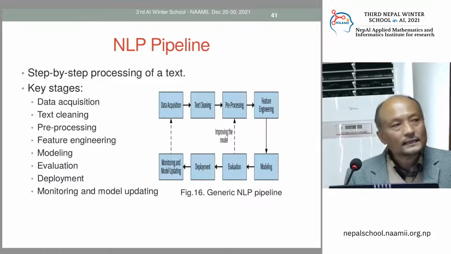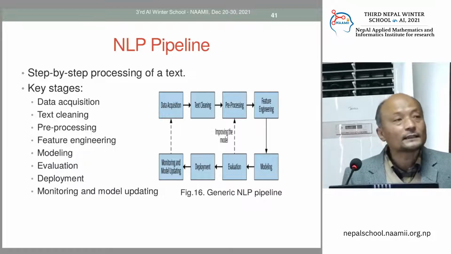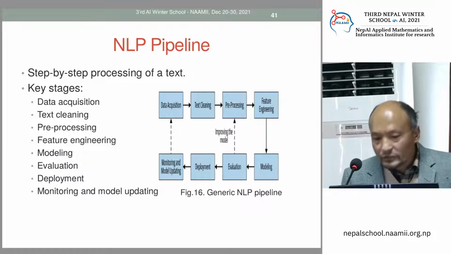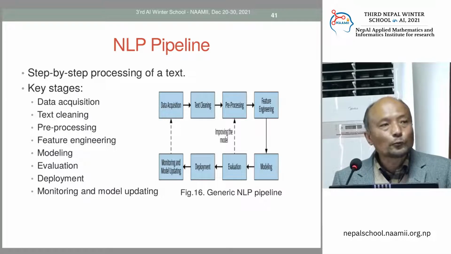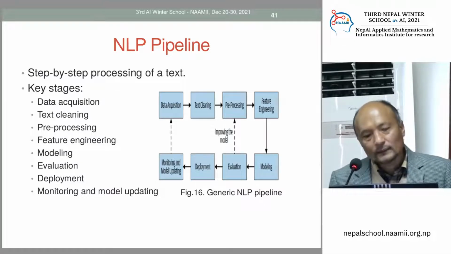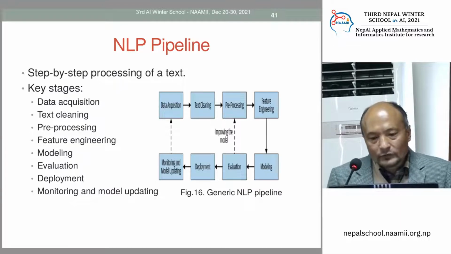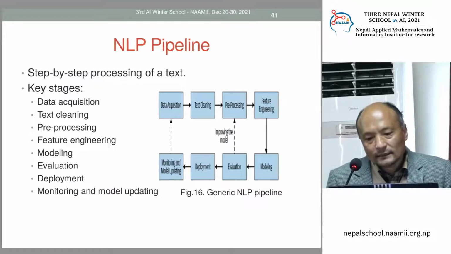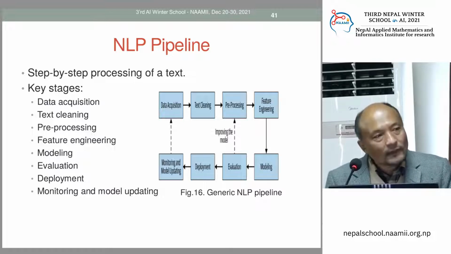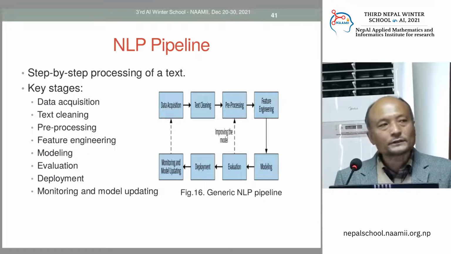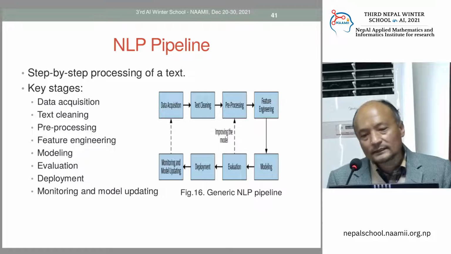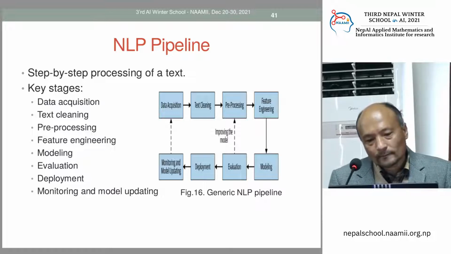As you can see, it's not necessarily always sequential, right? There are certain loops involved as well, right? For example, in the evaluation part, you suddenly realize that you need to improve the model, and that improvement can be done via pre-processing. Then of course you need to pre-process the data and then move ahead accordingly.